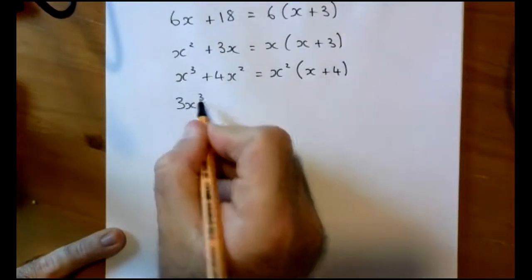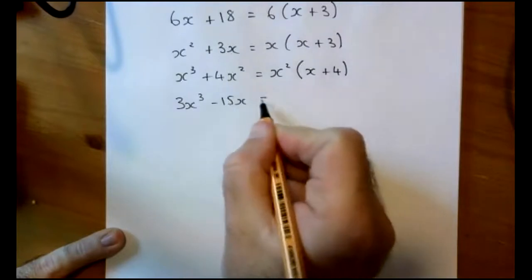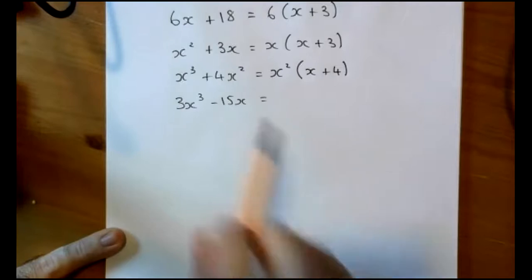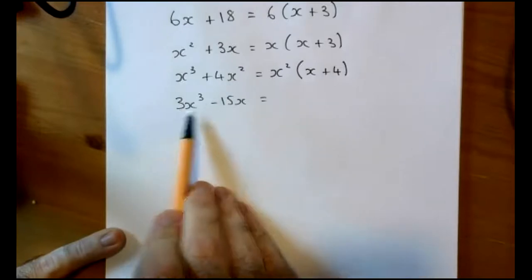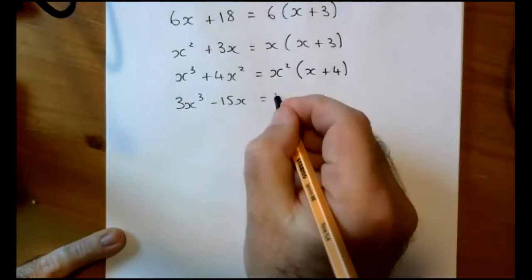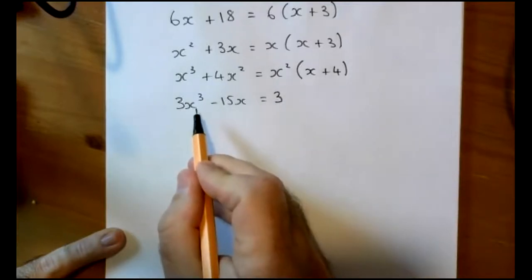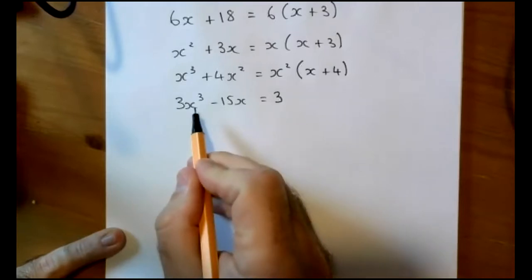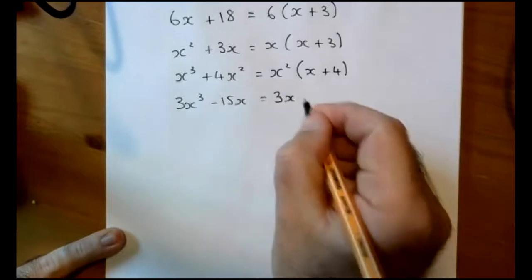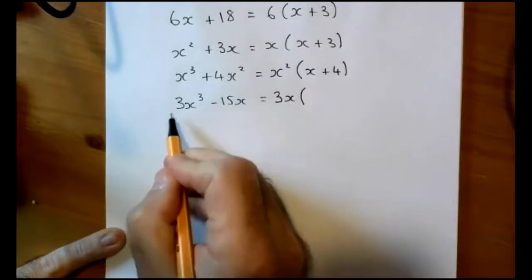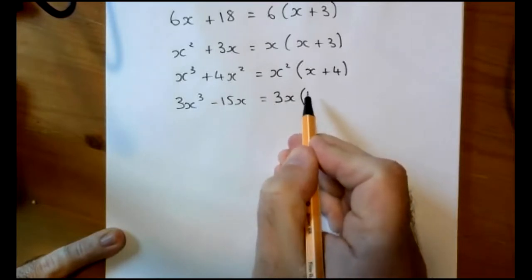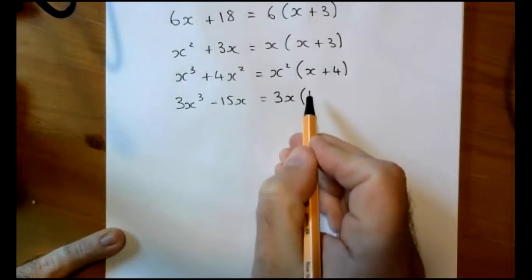Finally, 3x cubed minus 15x. So both of these have a number coefficient, 3 and 15. So I'm looking for the largest number factor of both 3 and 15, which is obviously 3. And then I look at the x components. We've got an x cubed and an x, so the largest factor of both would be the x. I've already got my 3, so I don't need to multiply by anything other than 1. We don't need to write the 1, but if it helps you, you can write the 1.